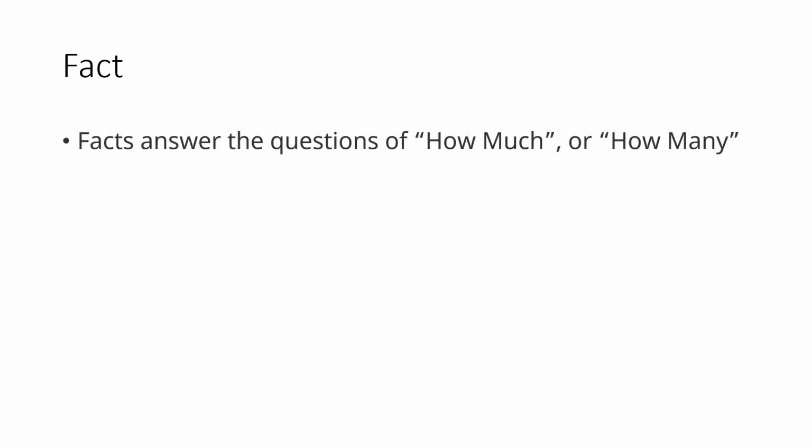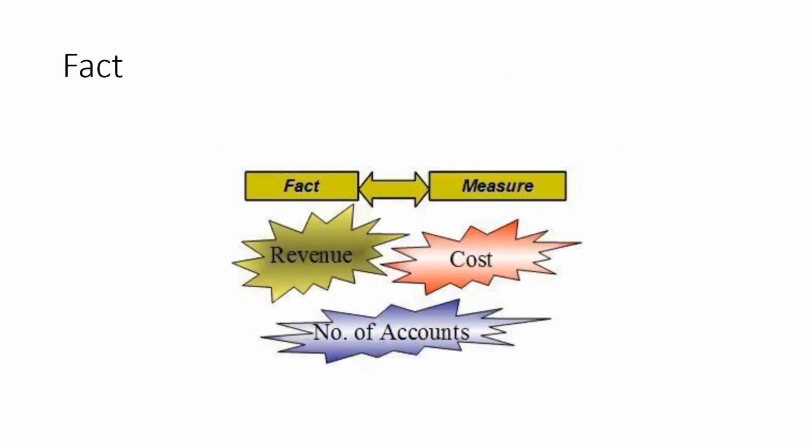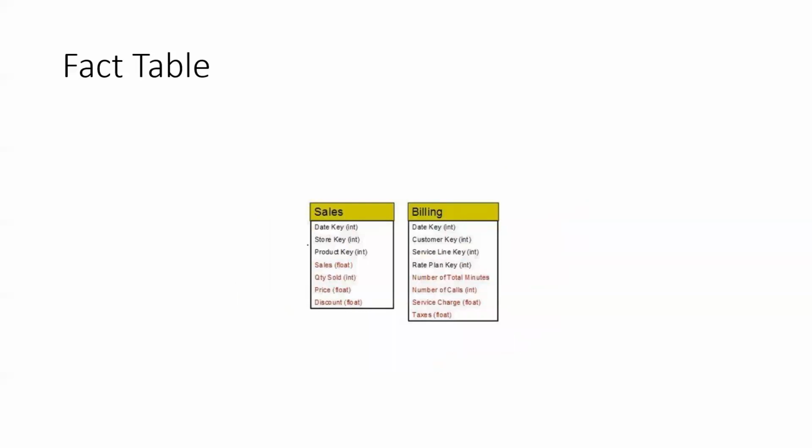So what is fact? Fact means, if we have a collection of data and we ask questions on top of the data, how much or how many, that should be quantitative in nature. Then whatever answer we receive, that should be our fact. Fact is also called a measure because it's a quantitative value. Just like revenue, cost, number of accounts, those are called facts. The fact can be stored in a fact table.